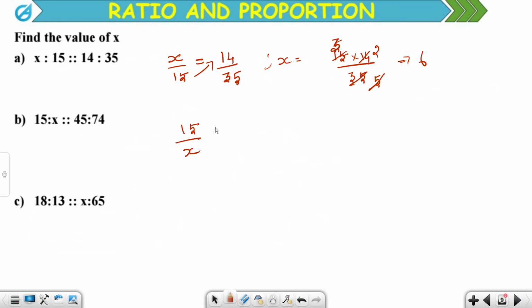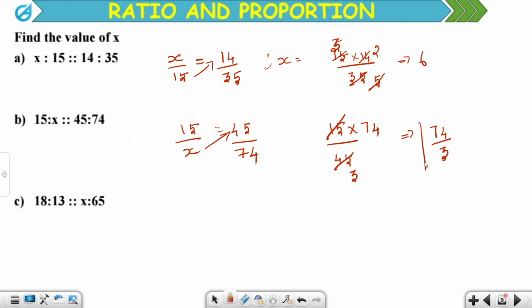The next one: 15 by x is equal to 45 by 74. See, again, you need to find the value of x. Cross multiply. So what will we get? 15 into 74 divided by 45. Again I will cancel. This is 1 time and this is 3 times. So what is the value you are getting? 74 by 3. So the value of x is nothing but 74 by 3. Similarly, find the value of x for this question and comment your answers below in the comment section.